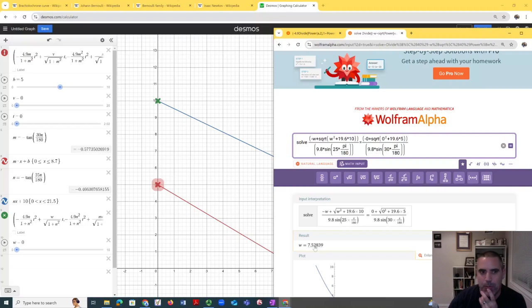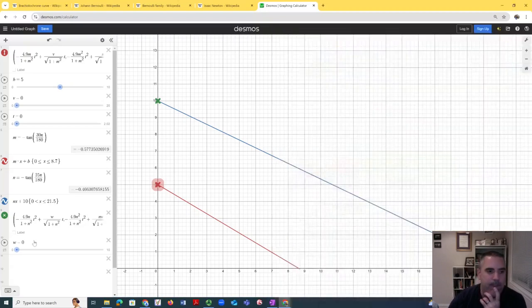And I got 7.52 meters per second. And you can solve it with the quadratic as well. So let's go a little faster and see what happens. So we know it has to be 7.